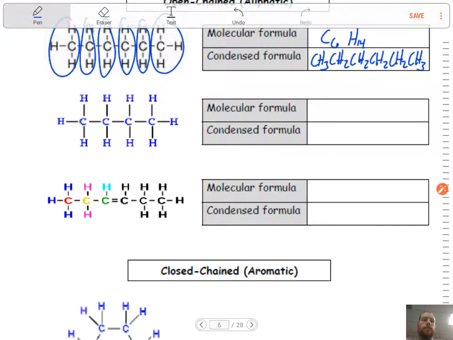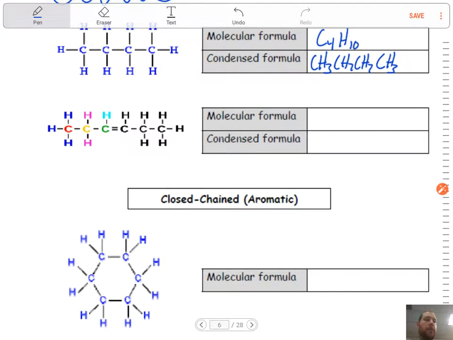All right, next one, 1, 2, 3, 4. I've got C4H, 1, 2, 3, 4, 5, 6, 7, 8, 9, 10, H10. Condensed formula would be CH3, CH2, CH2, CH3.